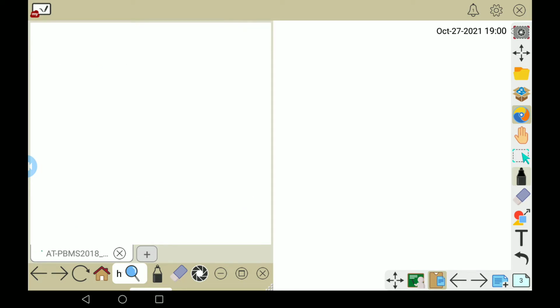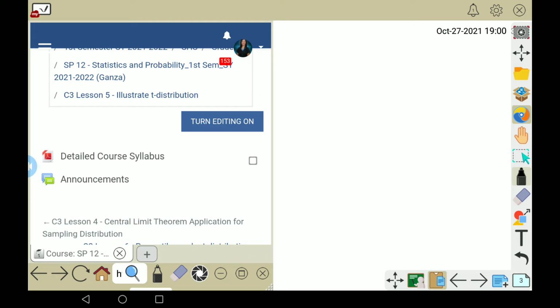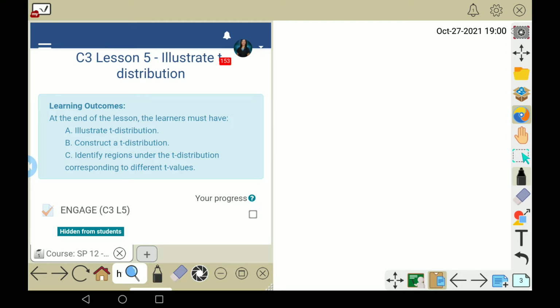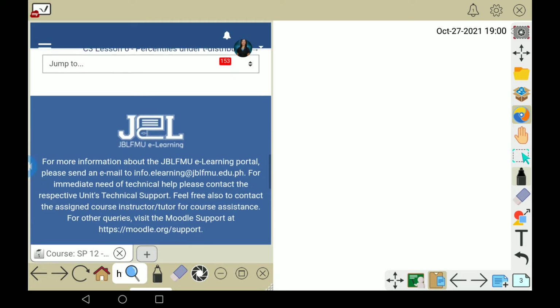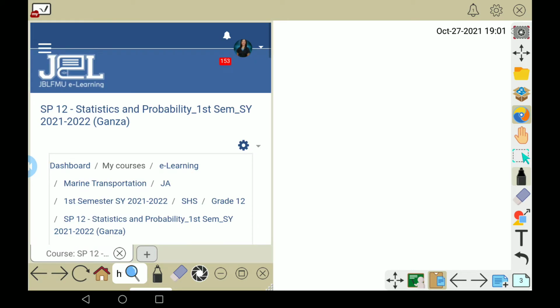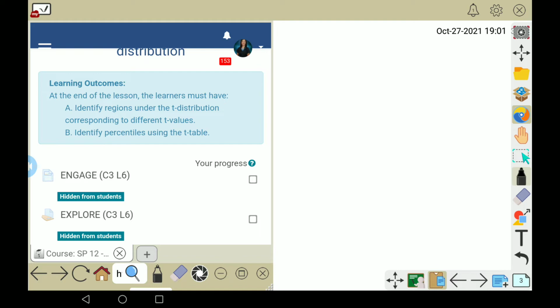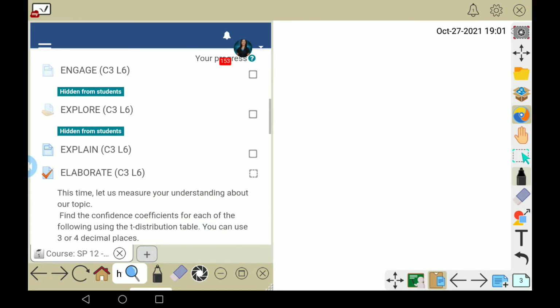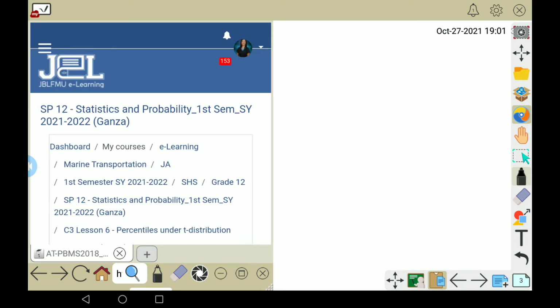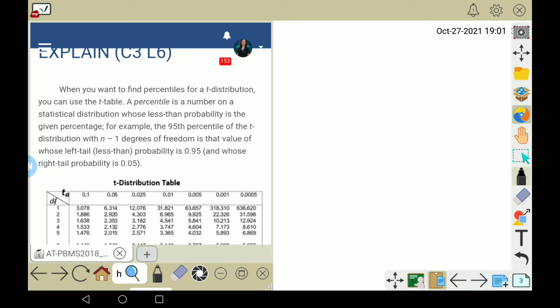Of course, we are going to use it the same as your z values, or your z table before. We have what we call the t distribution, and under it the t values. The learning outcomes for this are that we must identify regions under the t distribution and identify percentiles. We have already discussed percentiles in our z distribution; now we will apply that to the t distribution. When you want to find percentiles for a t distribution, you can use the t table. Before in the z distribution we had the z table, now in the t distribution we have the t table.